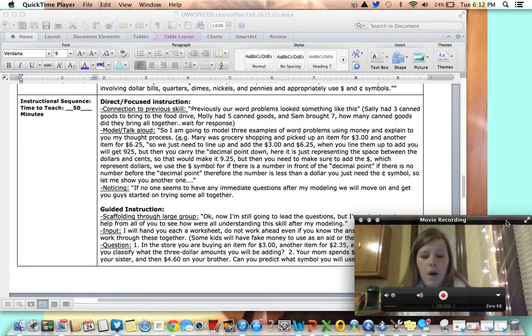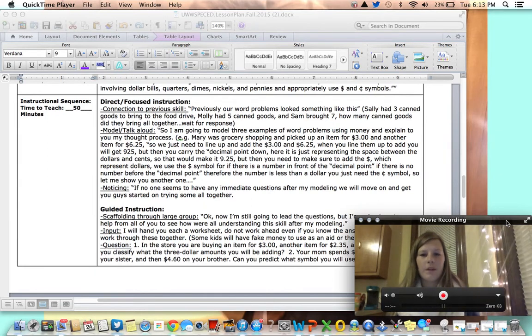So then I would do a model and talk aloud. I would model 3 examples of word problems, and I would explain my thought process. I start with an example that Mary was grocery shopping and picked up an item for $3, and then she picked up another item for $6.25. So this is how we would set it up.